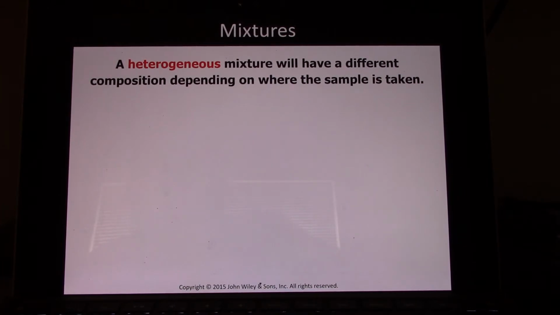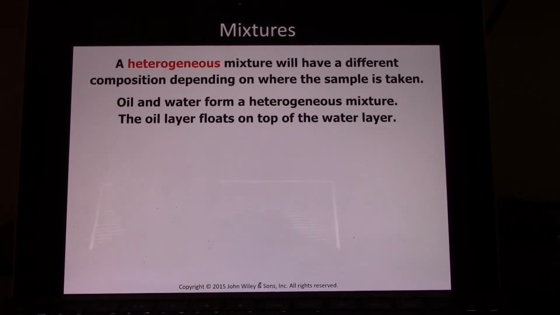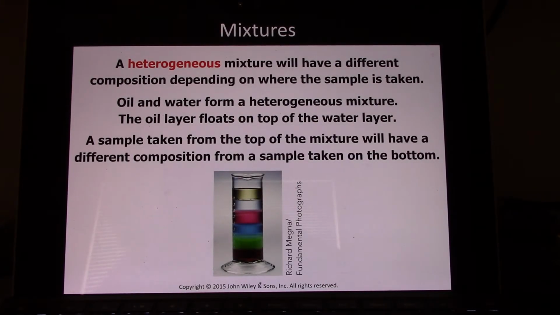A heterogeneous mixture will have different compositions depending on where the sample is taken. Oil and water form a heterogeneous mixture. The oil layer floats on top of the water layer. And here, they purposely used different liquids that don't mix with each other and carefully layered them on top of each other for this effect.